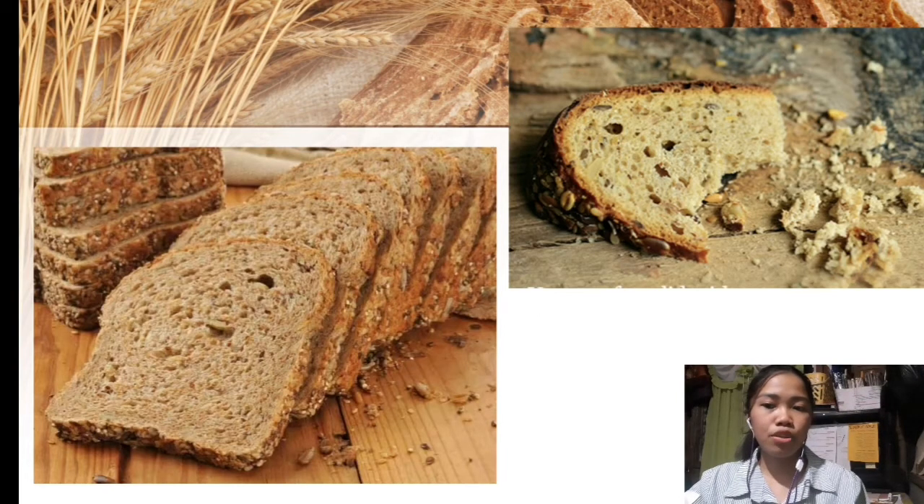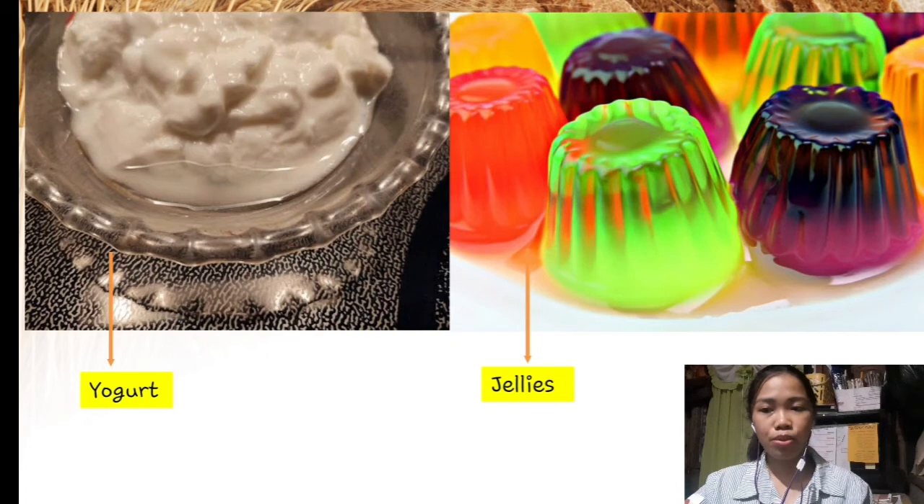This is an example of bread that undergoes retrogradation and syneresis. As observed in the picture, the bread has a dry texture. This is because of the release of its moisture, which is termed syneresis, and retrogradation is responsible for its hard texture. These are other examples of food products that undergo retrogradation and syneresis. These two properties are observable in yogurt and jellies.